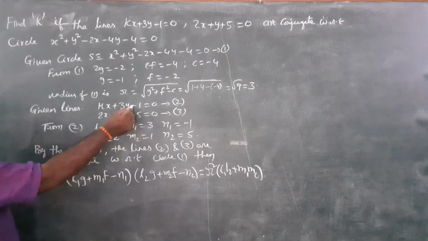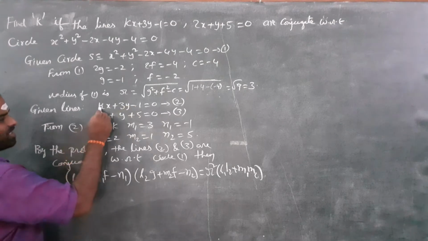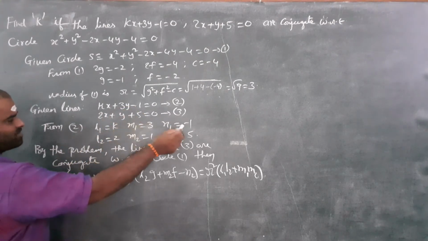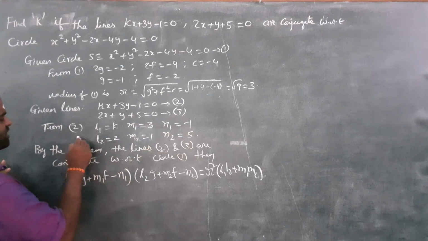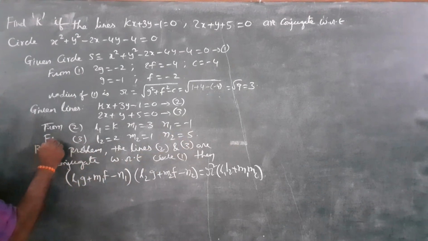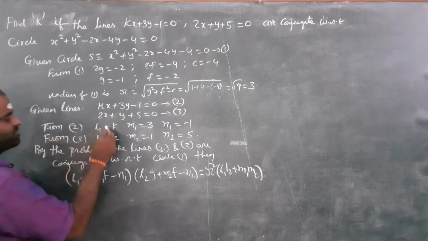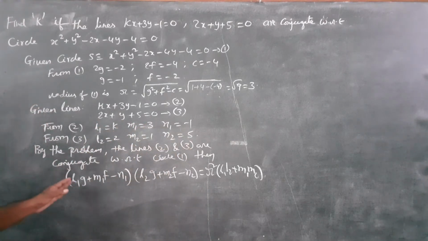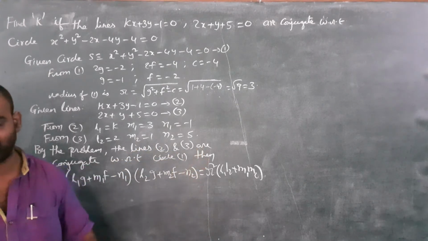And the given lines we note down here. From these 2 and 3, from 2 we note L1 as k, M1 as 3 and N1 equal to minus 1, and from 3, L2 equal to 2, M2 equal to 1, N2 equal to 5. So by the problem the lines 2 and 3 are conjugate with respect to the circle 1.